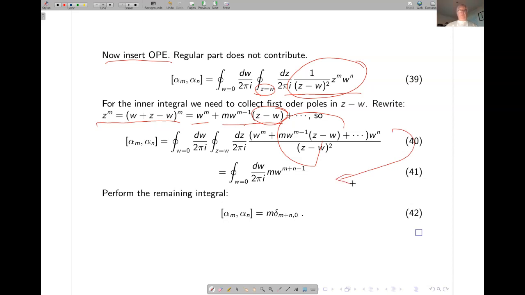Then we have one further contour integration to perform around W equals 0, but this just picks out the term where the power of W is minus 1, and this gives us exactly the right answer for our commutator. So that is the contour integration method for getting commutators out of operator product expansions, and that is something that we will use frequently and which is one of the most important techniques we learn in this course.